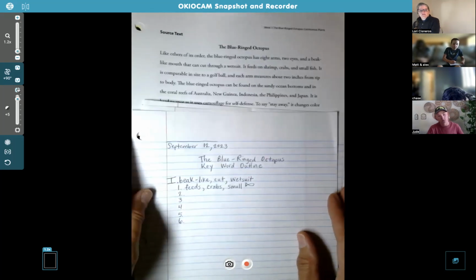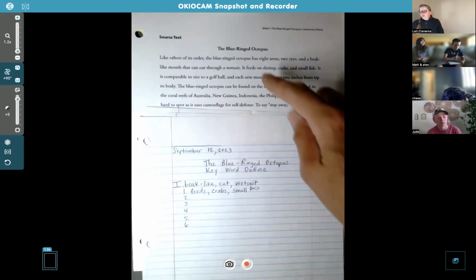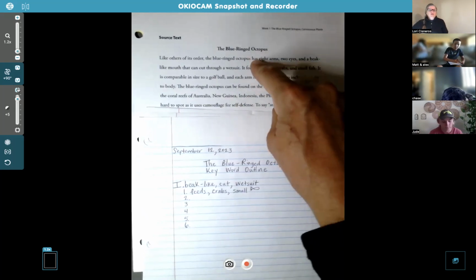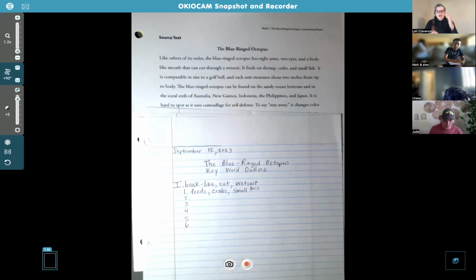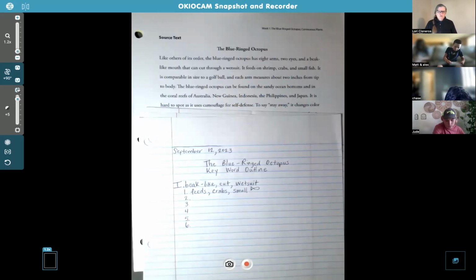Working on it. Copying down what I have here. This is the original story of the blue-ringed octopus. It's actually an informational text explaining to us a real creature in the ocean and what characteristics it has. We're not going to read the whole thing again. We're just going to get right back into building this keyword outline.